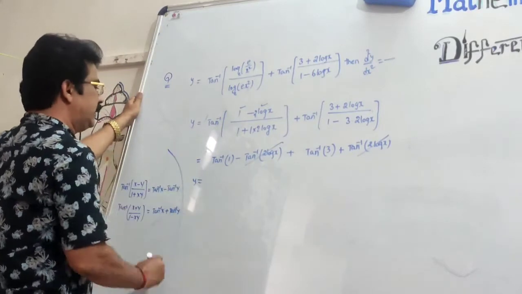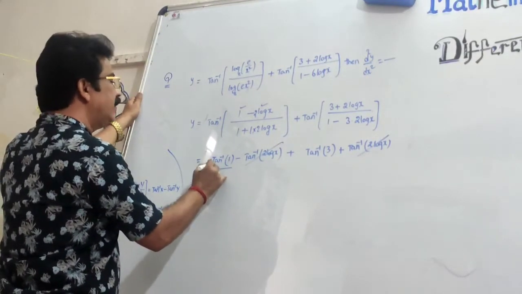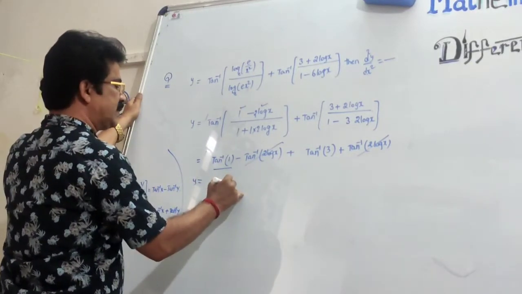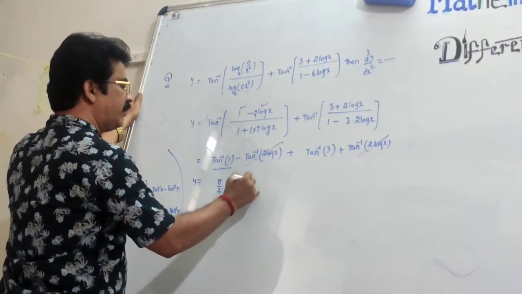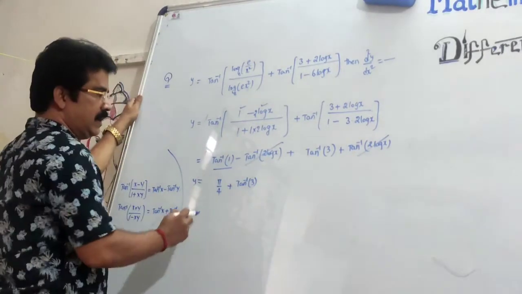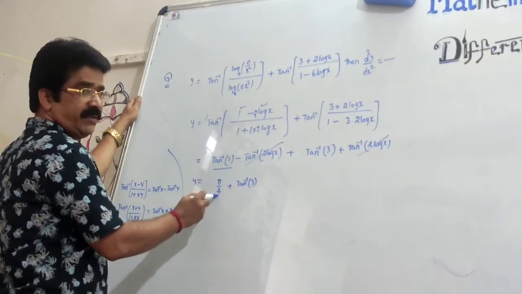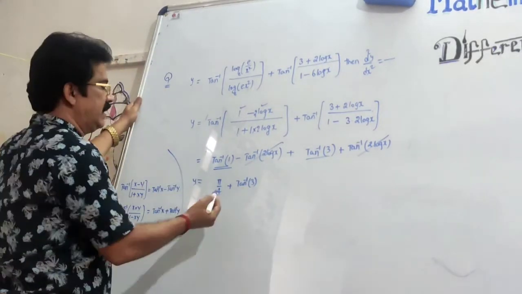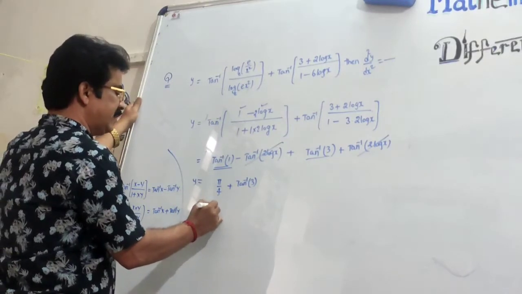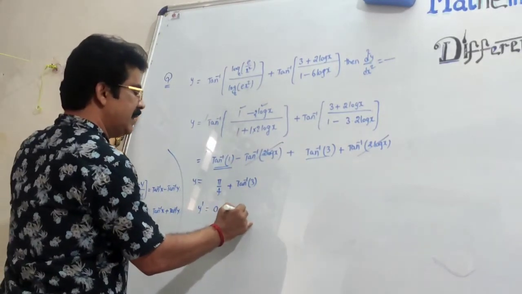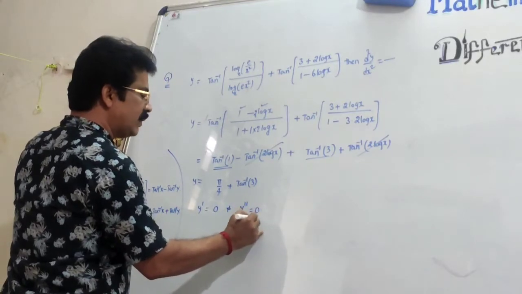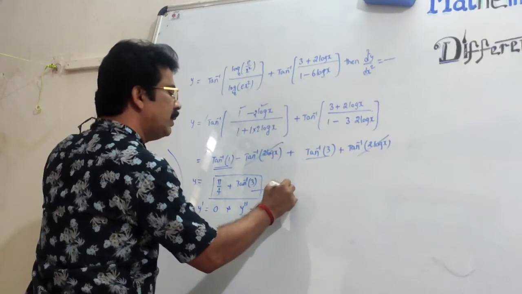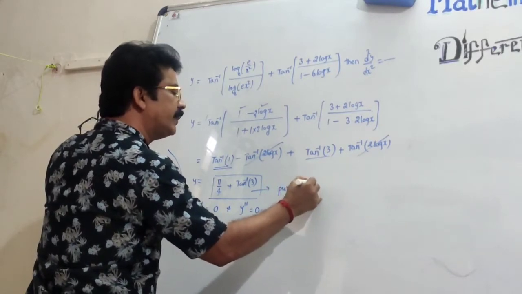So therefore y equals tan inverse of 1, which is pi by 4, plus tan inverse of 3. Actually here also we need not write pi by 4 because it is a pure constant. It is also a pure constant. There is no x. Therefore y dash equals 0, and similarly y double dash is also 0 because it is a pure constant.